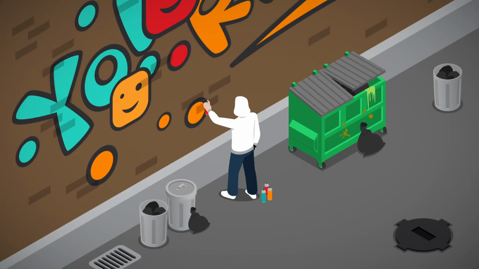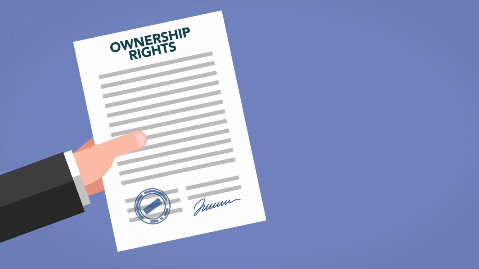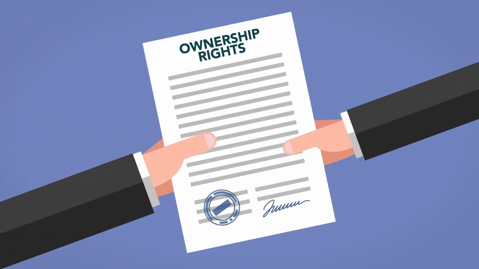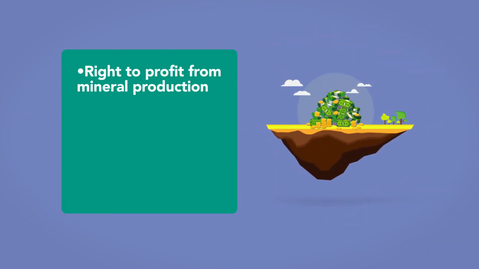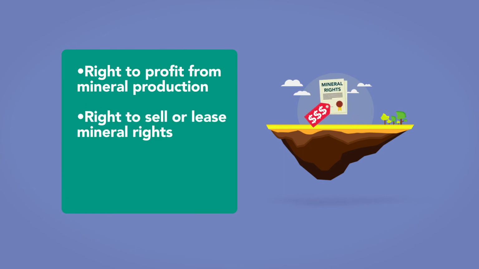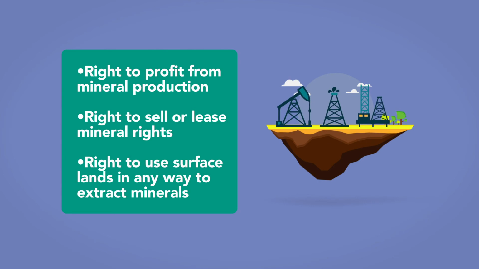The nature of subsurface resource ownership recognized by the state also impacts how and under what circumstances mineral and petroleum rights can be conveyed. Mineral rights ownership includes a number of rights, including the right to profits from mineral production, the right to sell or lease mineral rights as an easement, and the right to use surface lands in any manner that is reasonably necessary to extract subsurface minerals.